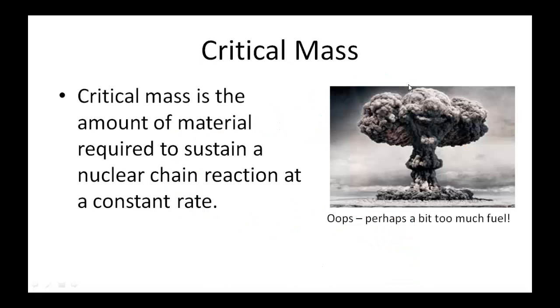Just as dominoes need that initial push to begin the reaction, so too does nuclear fission. An initial push is needed to begin a chain reaction. After the initial push, more material is needed to sustain it. The amount of material, that's the uranium, required to sustain a nuclear chain reaction at a constant rate is called its critical mass. Too little and no further reaction is generated. No fuel, no reaction. Too much and you have one big bang.